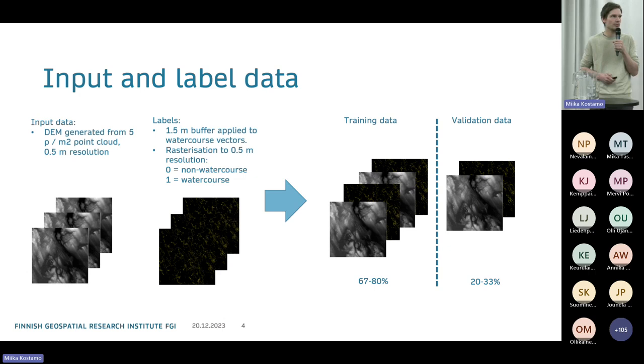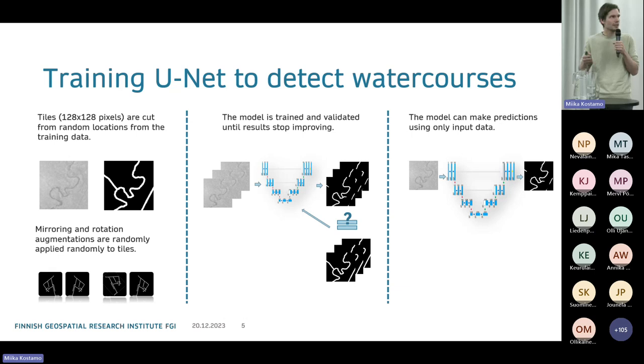This is, in a nutshell, the training. So we take 128 times 128 pixel tiles from random locations in these training data sets, and then we apply augmentations, mirroring and rotation. So when you apply these, we can get the maximum out of the data that we have, and then we train and validate the model until it stops improving, and after that it can make predictions based on this input data only.